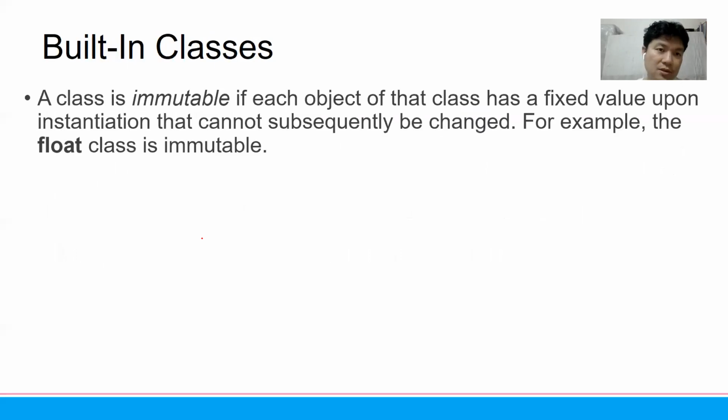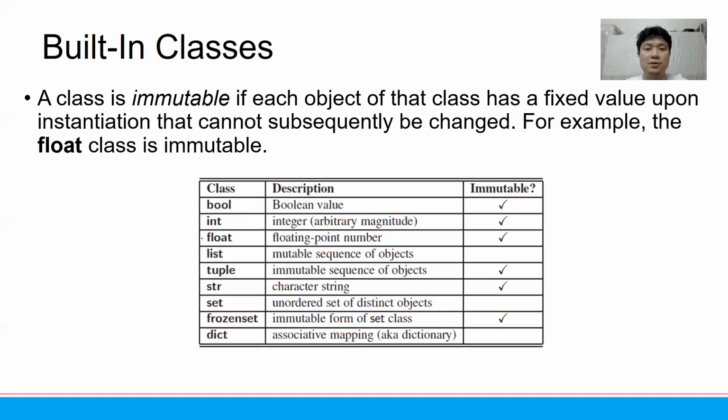Some of the built-in classes in Python are immutable. So what is immutable? Immutable means the object of that class has a fixed value upon instantiation and cannot subsequently be changed. Once you set a number, for example temperature equals 1998.6, it is immutable. If you want to change it later, you can change the value, but the change is made through the variable name. You can see here that Boolean, integer, and float are immutable. List is a mutable sequence object, so it can be changed. Tuple, string, and frozenset are immutable, but set and dictionary are mutable.